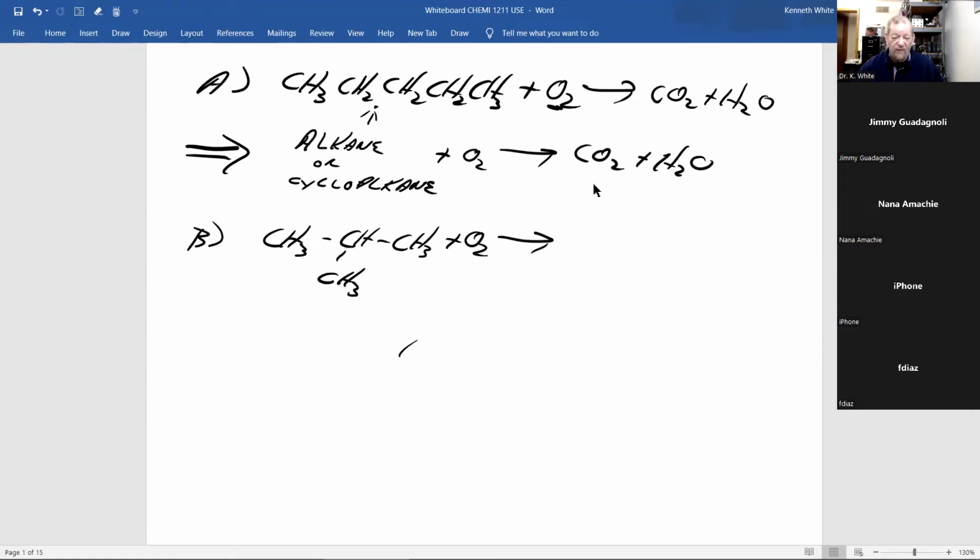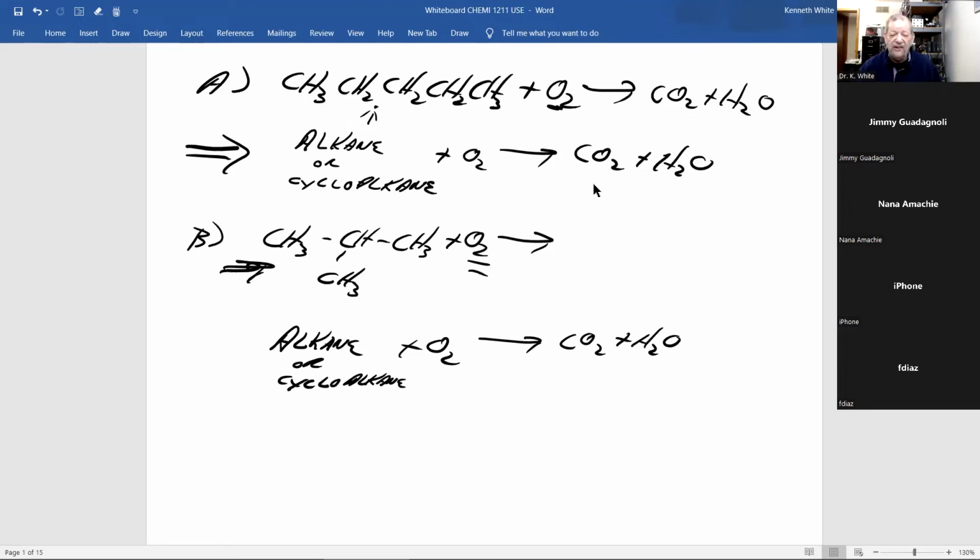Well, you look and say, oh, I'm reacting something with oxygen. What is this? Well, it's only got carbons and hydrogens and carbon-carbon single bonds. It's an alkane. But it could have been a cycloalkane. And it gives carbon dioxide plus water. So if I react this alkane with oxygen, guess what I'm going to get? You're right, carbon dioxide plus water.